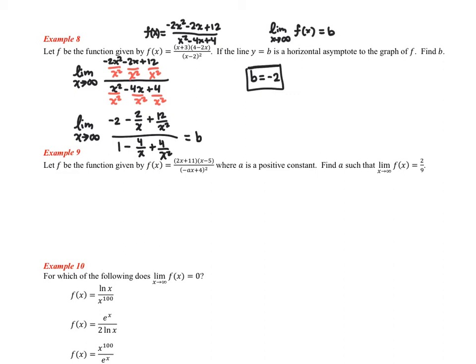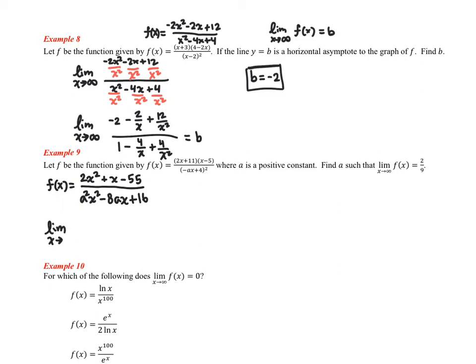Okay, so let's expand again, numerator and denominator. The numerator expanded will be 2x squared minus 10x plus 11x, which is plus 1x, and a minus 55. We divide by the denominator expanded. That'll be a squared x squared minus 8ax plus 16.